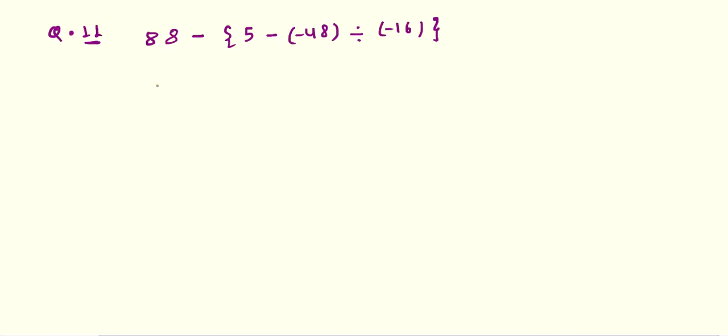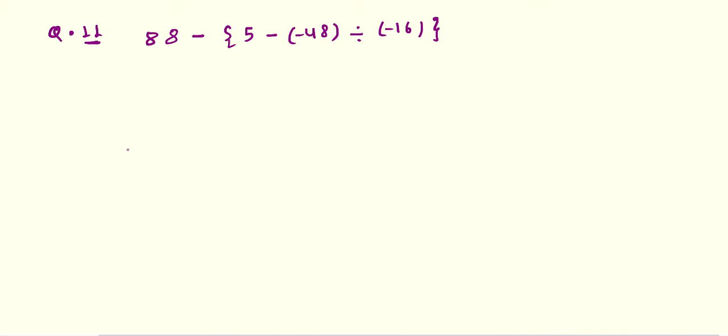Question number 11. 88 minus curly bracket starts, then 5 minus small bracket start, then minus 48 small bracket close, then division minus 16 in a small bracket, then at the last curly bracket closed. Now in this question you have to remove brackets. Okay, that means we have to solve brackets.